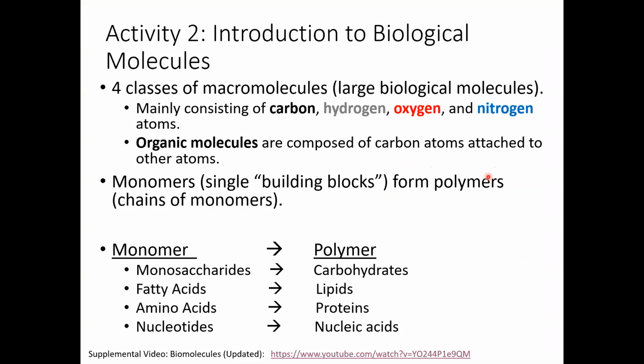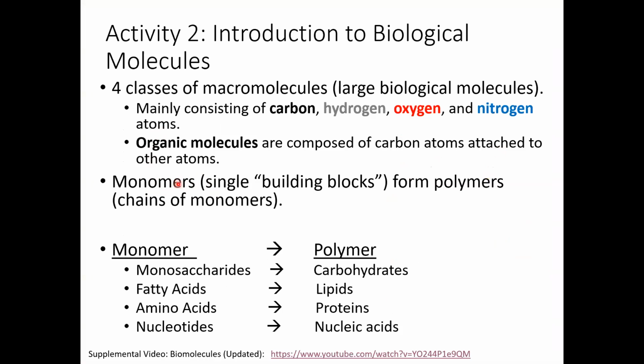So next we're going to move on to activity 2. And here you're going to begin to start building these molecules. There are 4 classes of macromolecules, your large biological molecules. These classes mainly consist of carbon, hydrogen, oxygen, and nitrogen atoms. Organic molecules are composed of carbon atoms attached to other atoms.